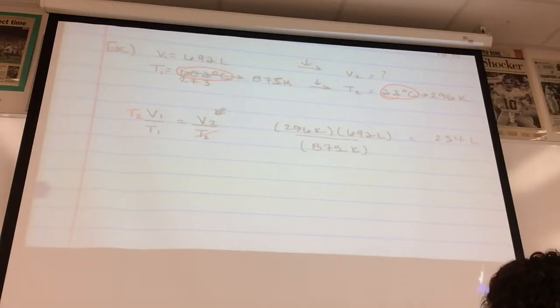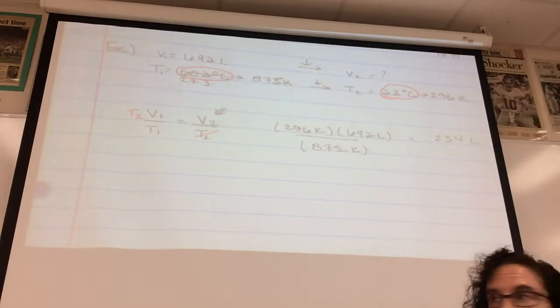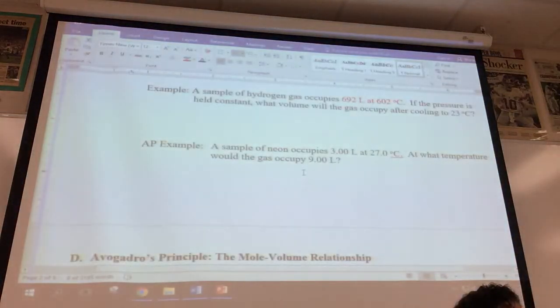You'll see something on the practice quiz in that regard, and you want to make sure you understand that it's Kelvin, Kelvin, Kelvin. Looking at the second example, this is more of an AP example. This is very straightforward. You don't even need a calculator. It says a sample of neon occupies 3 liters at 27 degrees Celsius. At what temperature would the gas occupy 9 liters? What happens to the volume?